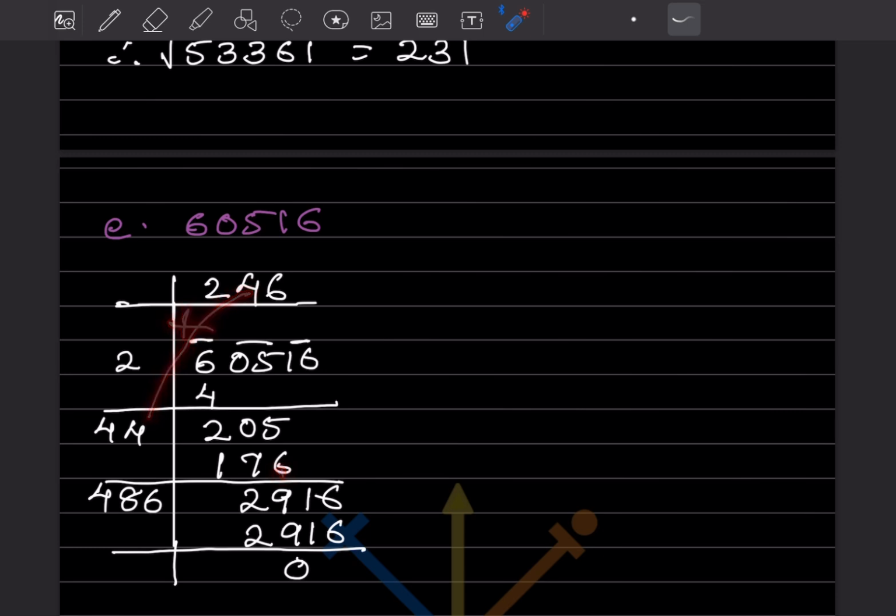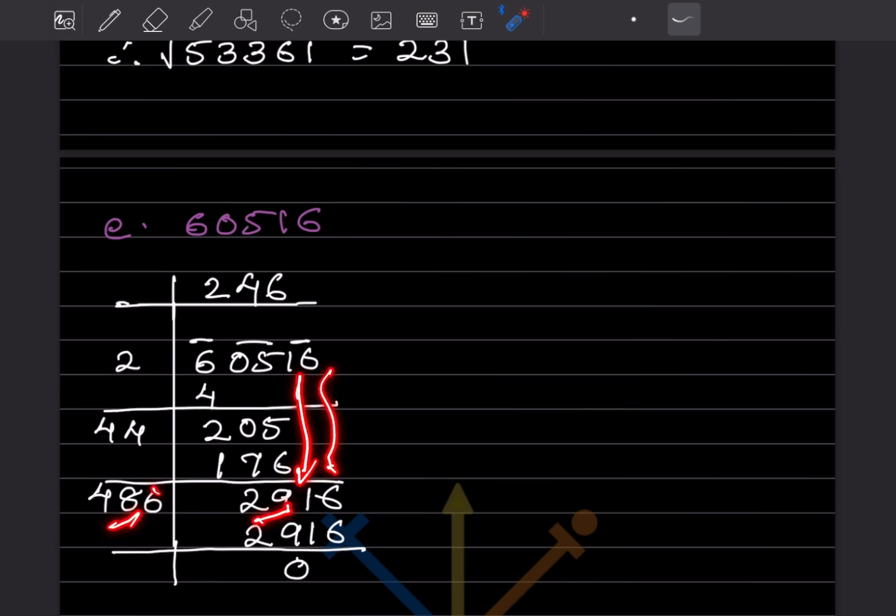Now what will you do? You are going to add 44 plus 4, that is going to be 48. You will write on the next line. Now when you subtract this, you get 29. So when you're comparing this, this is a smaller number. So again, you're going to take this down.